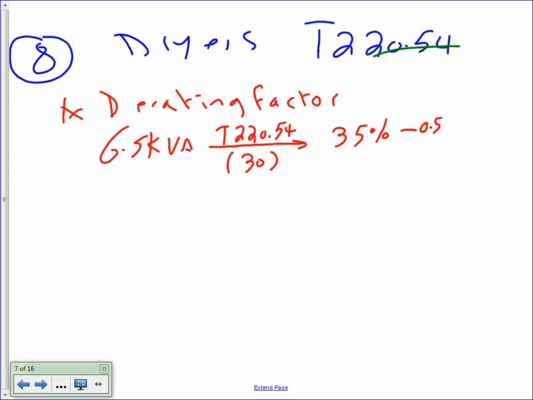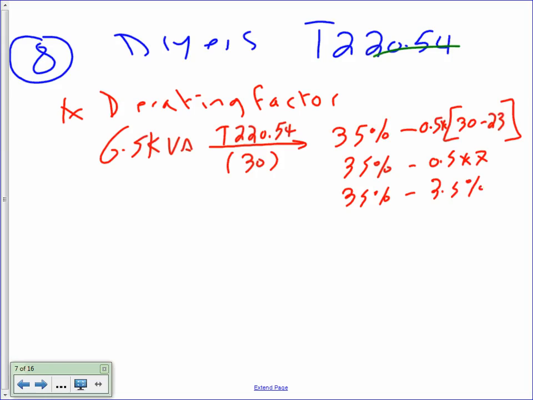0.5 multiplied by, how many ranges do I have? 30 minus 23, don't ask me where the math came to be. And that will equal 35% minus 0.5 times 7. And I'm doing it like baby steps here. 35% minus 3.5%, and that will equal 31.5%. All this mess to calculate the derating factor.